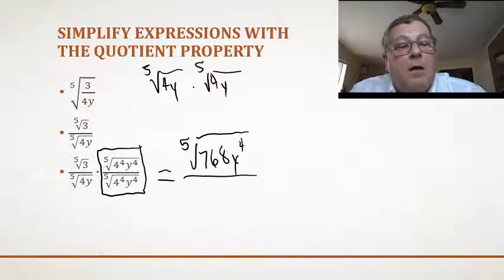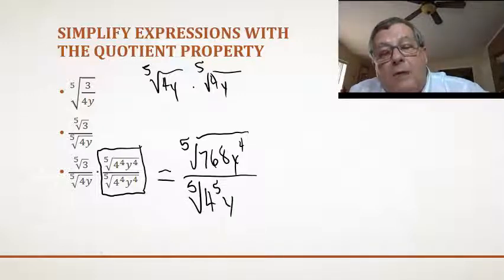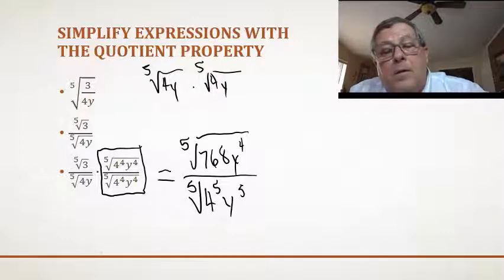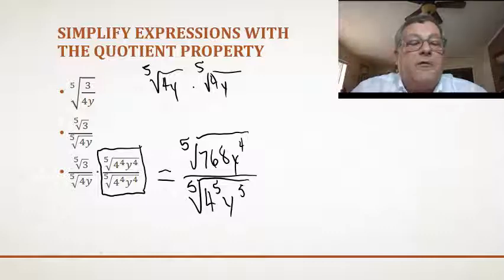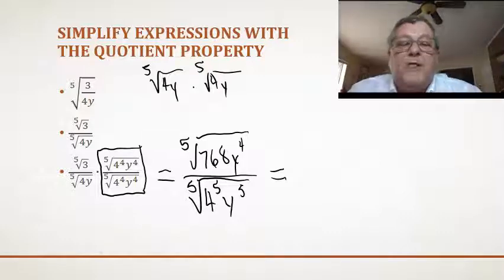And then in my denominator, I'm going to have the fifth root of 4 to the fifth power times y to the fifth power. Because I've got 4 times 4 to the fourth power, that's 4 to the fifth power. Y times y to the fourth power is going to give me y to the fifth power. Now, I can begin to start simplifying this.